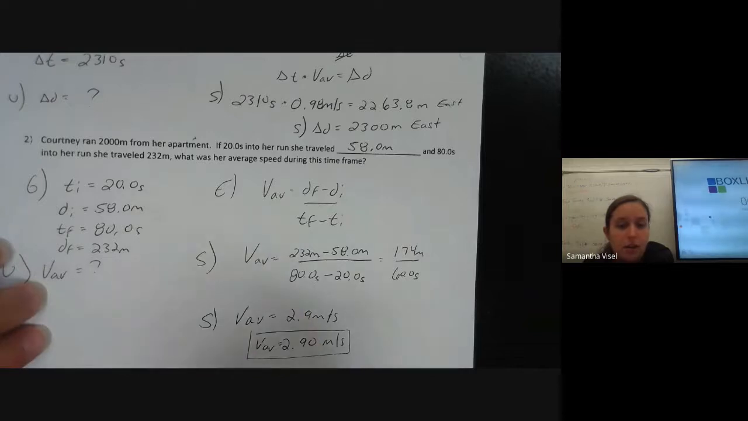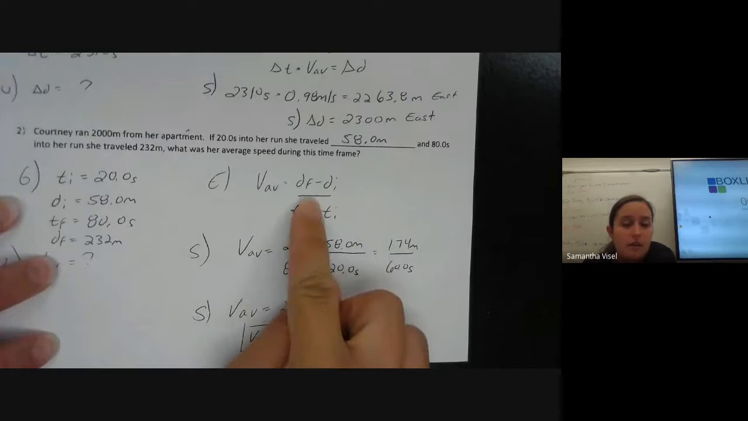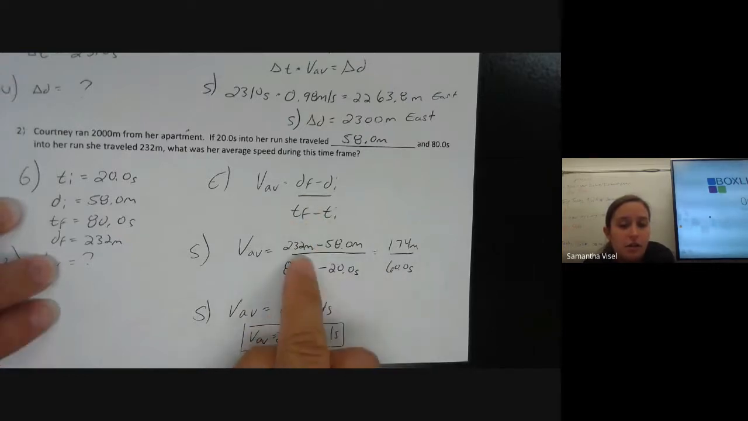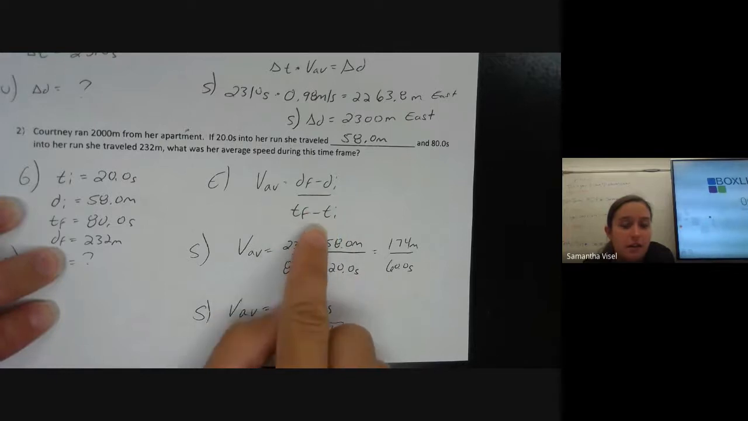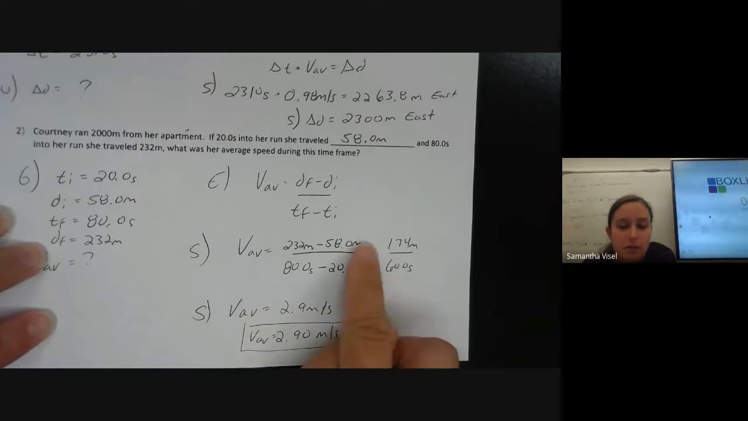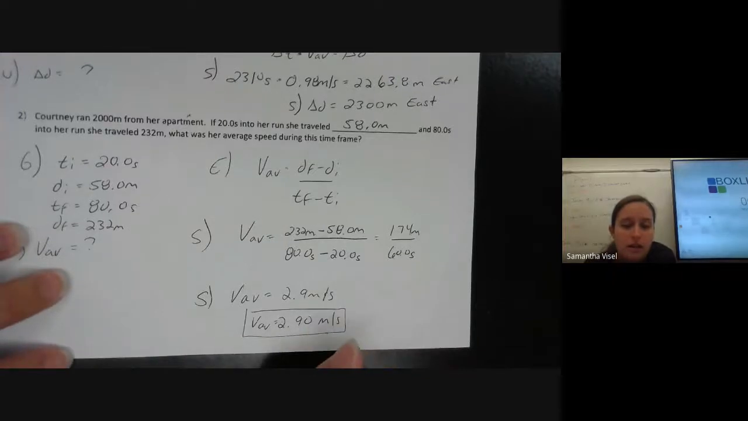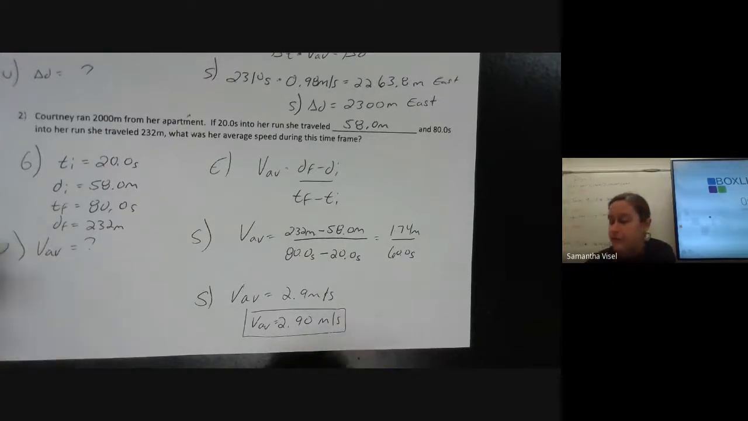And so I want to know then what was her average speed during this time frame. So with this formula here, it's final minus initial, final minus initial. And it's all distance on top, all time on the bottom. So final distance minus initial distance over final time minus initial time gives me, if I subtract on top, subtract on the bottom, 174 meters over 60 seconds, or 2.9 meters per second.